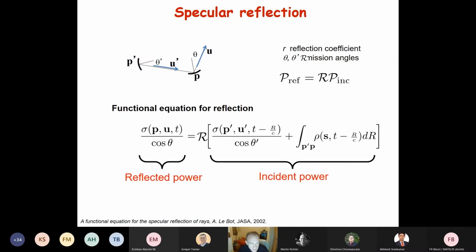Writing that in detail, we get a functional equation for reflection. On the left-hand side of this equation, you can see the reflected power, which is sigma at point P in direction U, and cos theta is the emitting angle. It equals the reflection coefficient times the incident power, which is given by all points P prime, but also the primary sources eventually located between the point P prime and P. As we can note, this is a functional equation where sigma appears on the left-hand side, but also on the right-hand side.